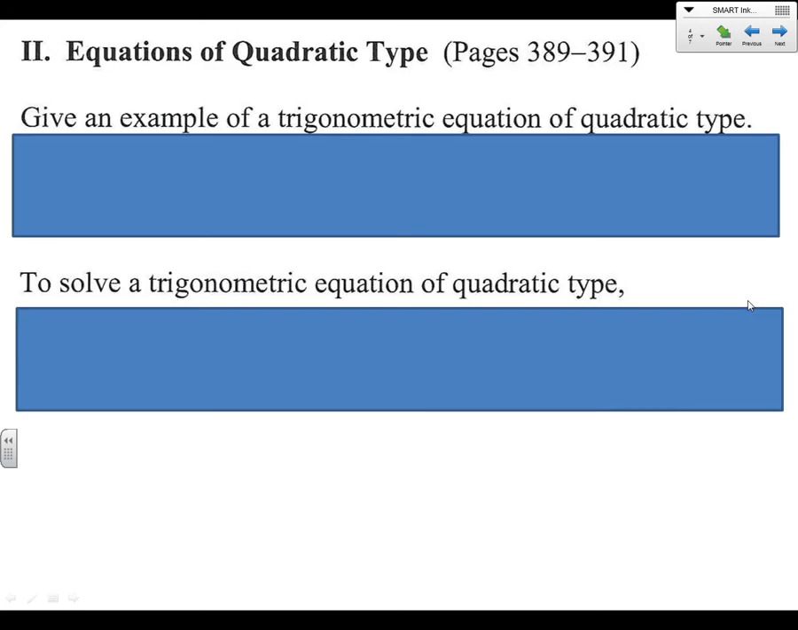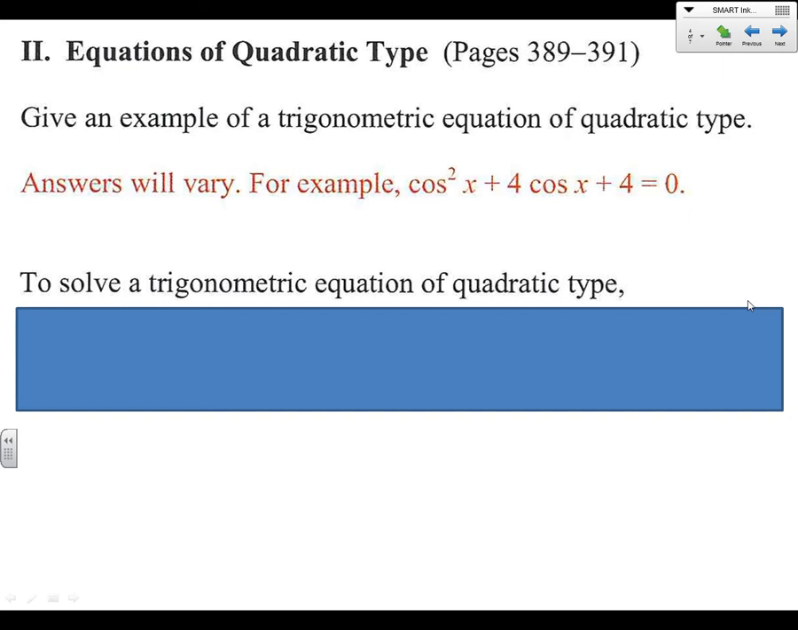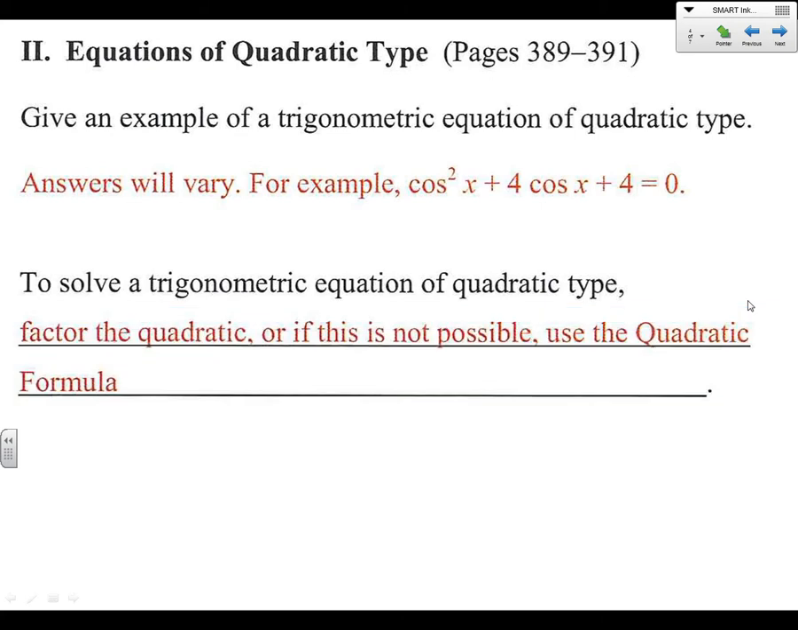All right, an example of a trig equation of quadratic type. We're going to have an x squared and then an x to the first power and then an x to the 0 power. So anything you want as an example, but here's an example. Cosine squared x plus 4 cosine x plus 4. And to solve this, we would factor it. If we can't factor, remember we can always use the quadratic formula.